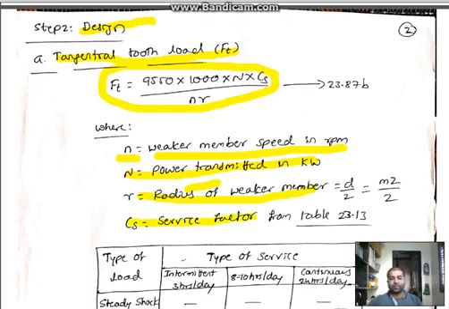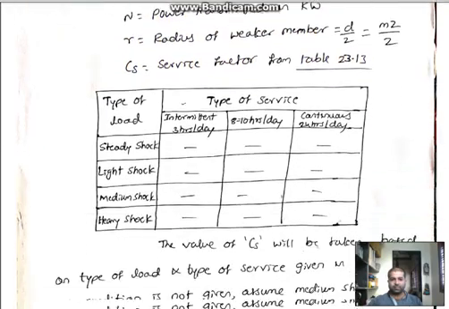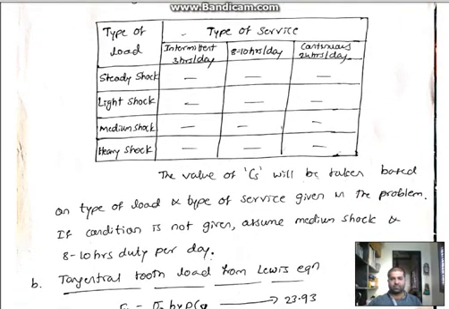That value is taken from the table 23.13. The value of CS will depend on the type of the load and type of the service given. If condition is not given, assume medium shock and 8 to 10 hours duty per day.